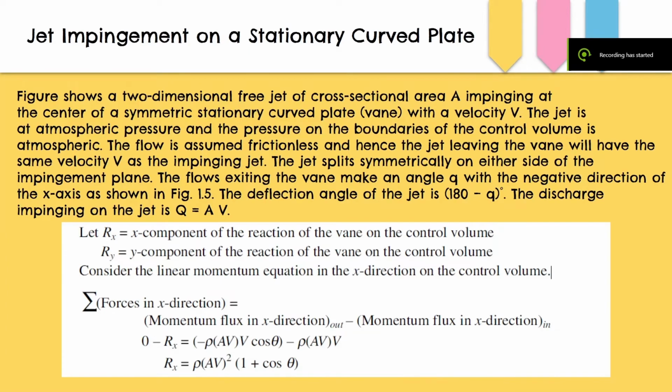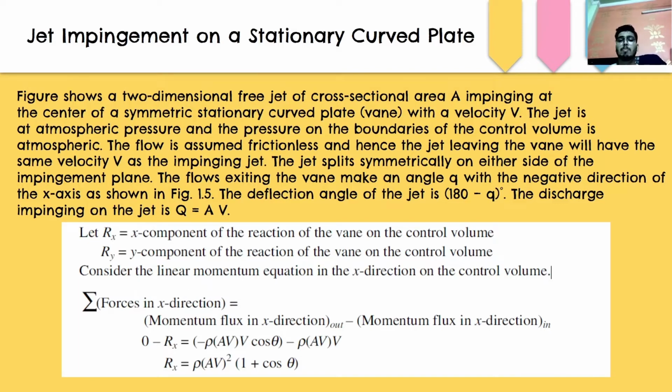Now this is the second case, which is jet impingement on a stationary curved plate. The figure shows a two-dimensional free jet of cross-sectional area A impinging at the center of the symmetric stationary curved plates with a velocity of v. The jet is at atmospheric pressure, and the pressure on the boundaries of the control volume is also atmospheric. Now the flow is assumed frictionless, and hence the jet leaving the vane will have the same velocity v as the impinging jet.